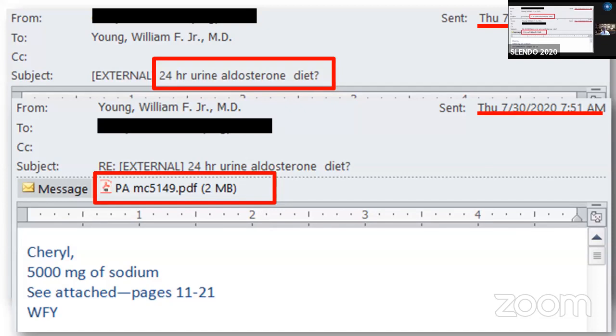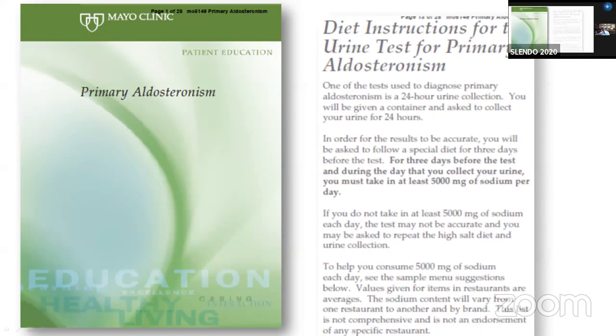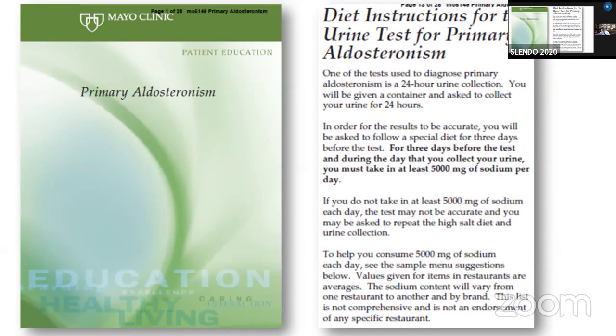So what I attached to this was our primary aldosteronism patient education guide, which I'm showing here. And there's a lot of information in here about use of CT scan and adrenal vein sampling and surgery and so on. But we have a section on confirmatory testing. And it reads here, one of the tests used to diagnose PA, 24-hour urine collection. You'll be given a container, asked to collect urine for 24 hours. In order for the results to be accurate, you'll be asked to follow a special diet for 3 days before the test. For 3 days before the test and during the day you collect your urine, you must take at least 5,000 milligrams of sodium per day. And then we tell them how to do it.